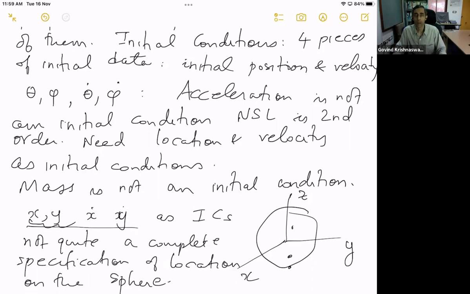Okay. I emphasize again that acceleration is not an initial condition, and neither is mass. I mean, this is generally true, not specific to this problem.